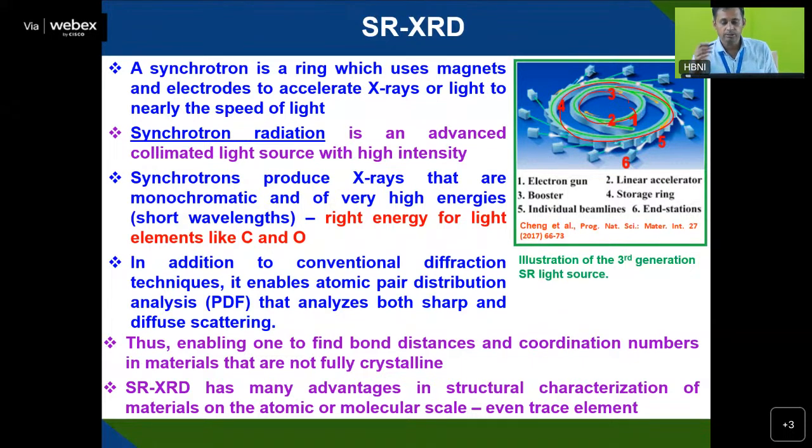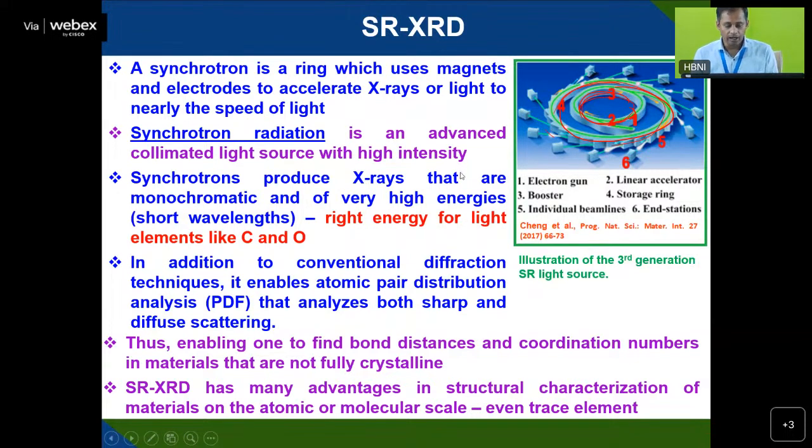The acceleration speed is nearly the speed of light, and when it passes through these circular rings, it accelerates in each step, and you will be able to get a highly energetic X-ray that you are able to see here. The synchrotron radiation is an advanced polarized light source with high intensity.